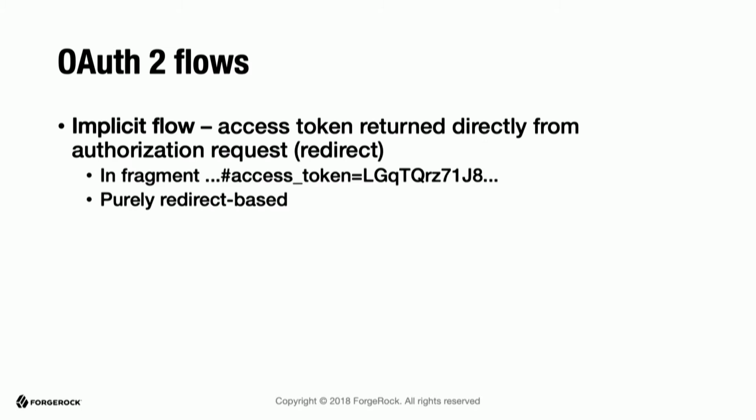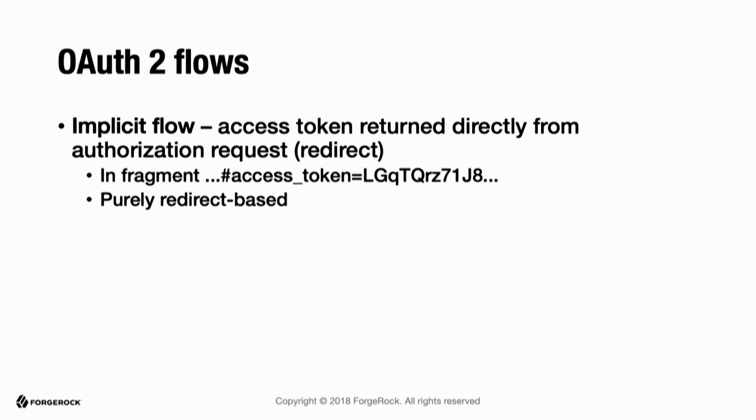There's a bunch of flows then on OAuth 2. So everything of OAuth 2 is sort of pluggable and extensible in various ways. So the easiest flow is what's called the implicit flow. So when that authorization is completed, the authorization server redirects back to the client, and it just gives it the access token in that redirect.